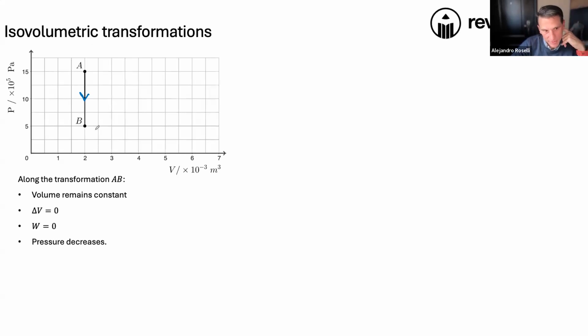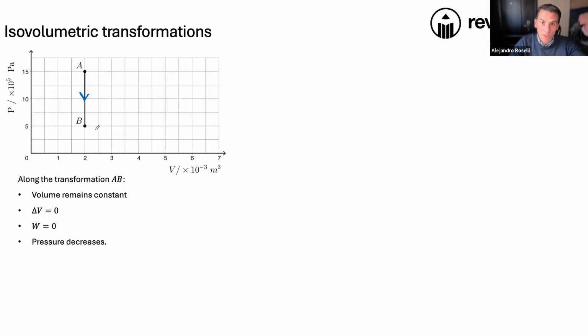And we might ask ourselves, how can the pressure decrease if the volume remains constant? That's a fair enough question. Like, how could the pressure decrease if the volume remains constant? Well, some other magnitude should also be changing. And that one is the temperature, right?